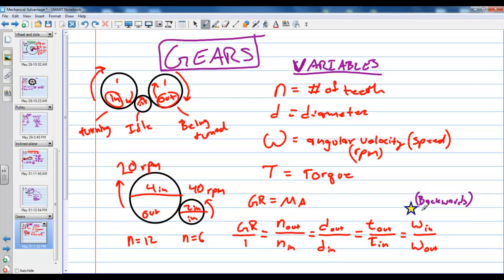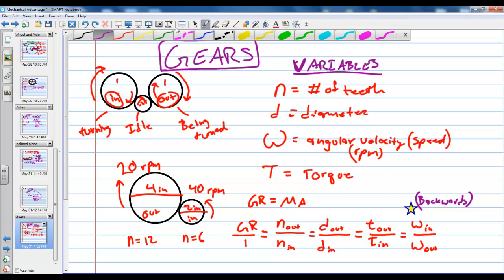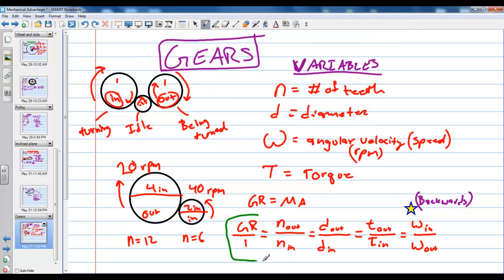Now it's important to remember that, because if you do it the other way around, obviously you'll get something completely different. Okay, so all of these are the same things you can do to find the gear ratio. If you know the number of teeth on the output gear and the number of teeth on the input gear, you can figure out what the gear ratio is. It's all the same thing. So that's a nice simple gear train right there.